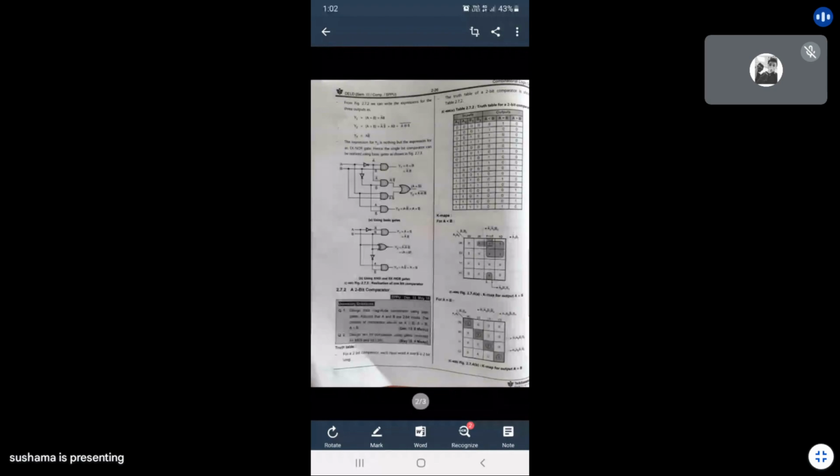Go for the other conditions and just write down the truth table for each one. Can you? Yes ma'am. Just prepare the truth table first and then we will go for the K-map. All of you draw the truth table. Even if someone doesn't understand the K-map, at least you should be able to draw the truth table if you understood the concept of the comparator.